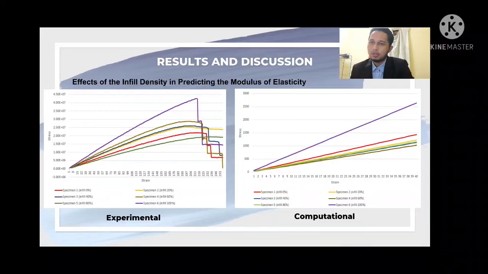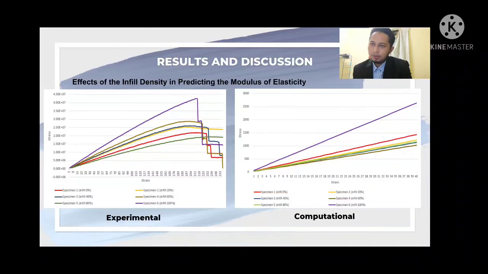The stress strain shows that infill 100% has the highest curve, followed by infill 60% and infill 40%. At fourth place is infill 20%, and they are followed by infill 0%. Strangely, the second highest infill density, which is 80%, has the lowest curve among other specimens. If the product requires maximum tensile strength, it must be 3D printed with 100% infill.